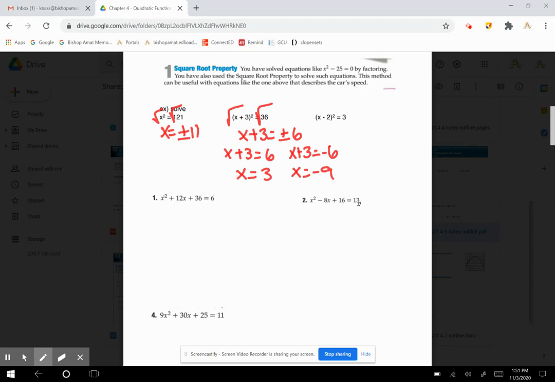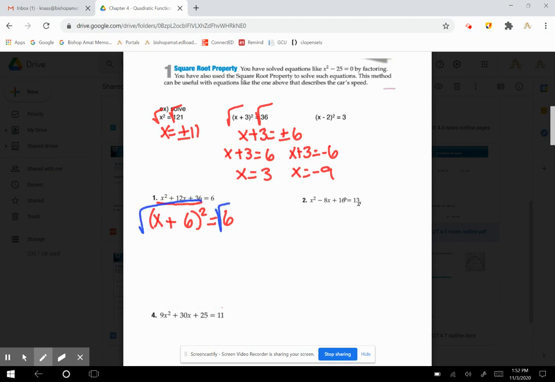Let's try number 1 down here. Now, what you notice is this one on the left side is a perfect square trinomial. Square root of the first and the last is x and the square root of 36 is 6. 6 times 2 is 12. So the way we're going to set this up, you get x, and the square root of 36 is 6. You bring that plus sign down. That's how you square the perfect square trinomial. And you bring the 6. From there, you're going to solve.